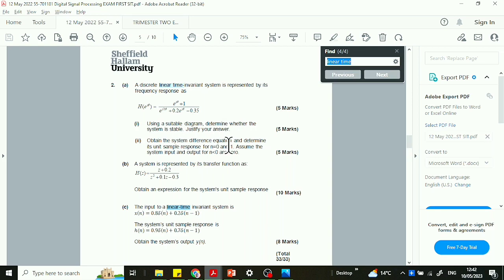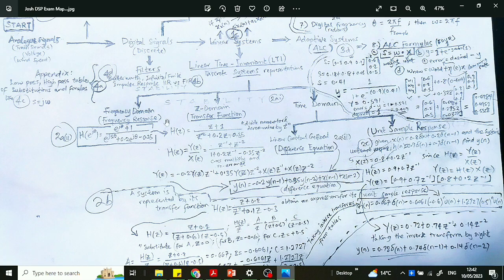You know the answer to that. I'm not going to go through that, so go check the answer, how it is done. Now part 2: obtain the system difference equation and determine its unit sample response. Assume that this and this is that. So obtain the system's difference equation and the unit sample response.